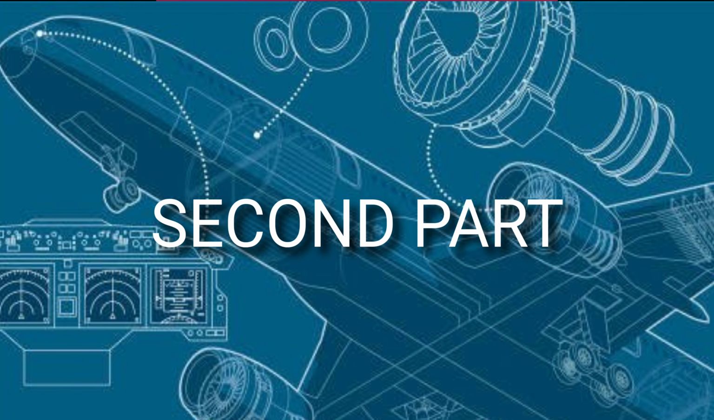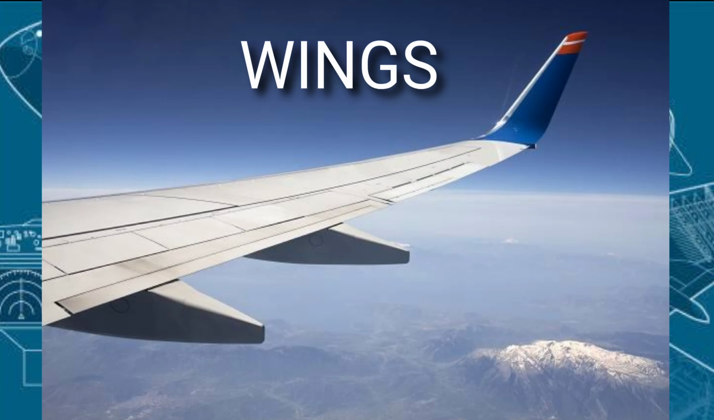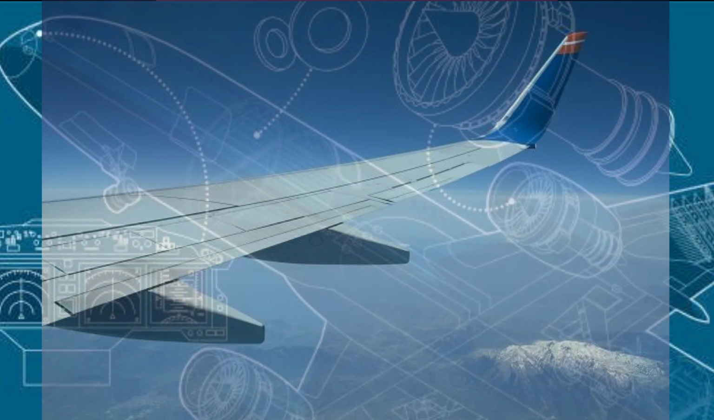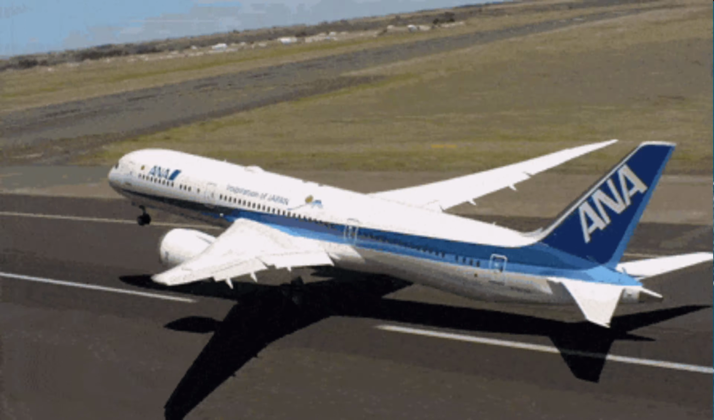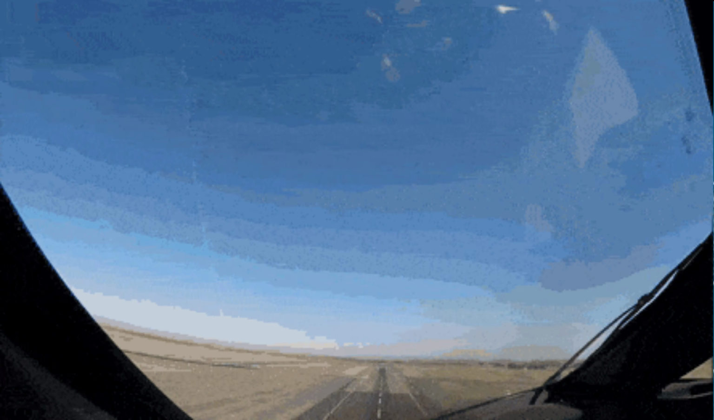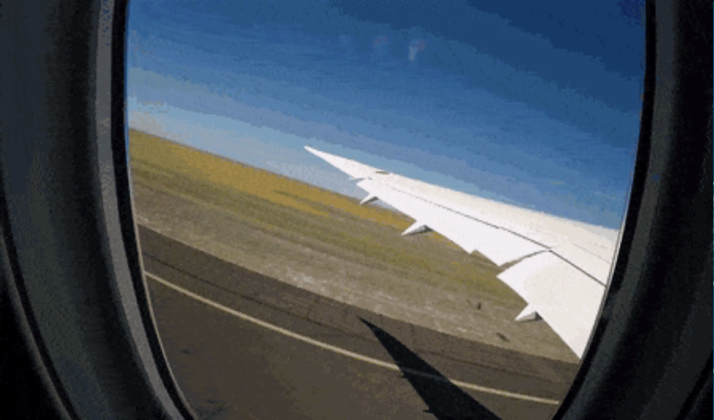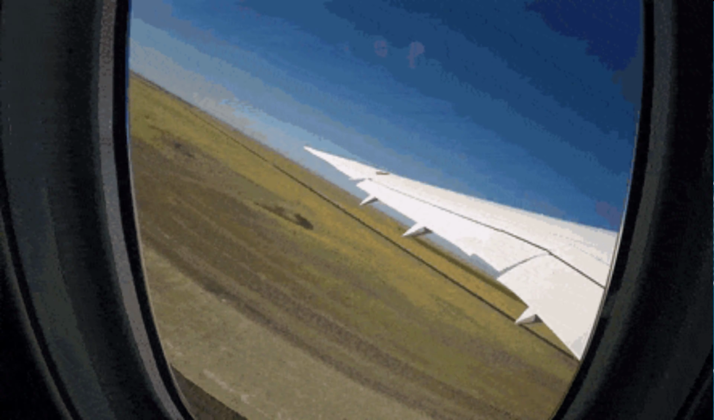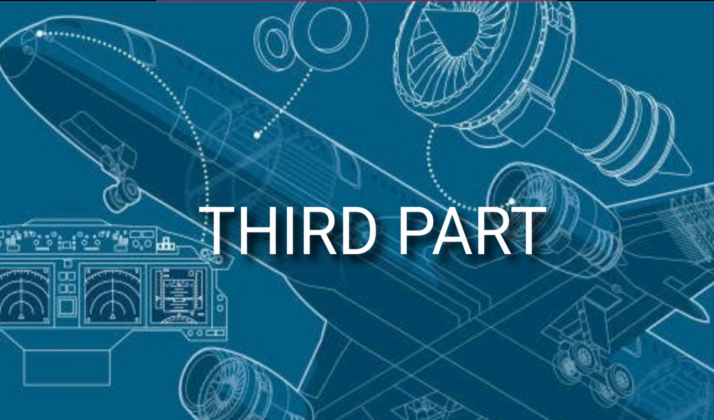So now the second part of the aircraft we are going to discuss is the wings. This is the part which makes your aircraft fly. Basically, it contributes a large amount of the lift produced. But how do they make the aircraft fly? This will be explained in the next video, How Do Planes Fly?